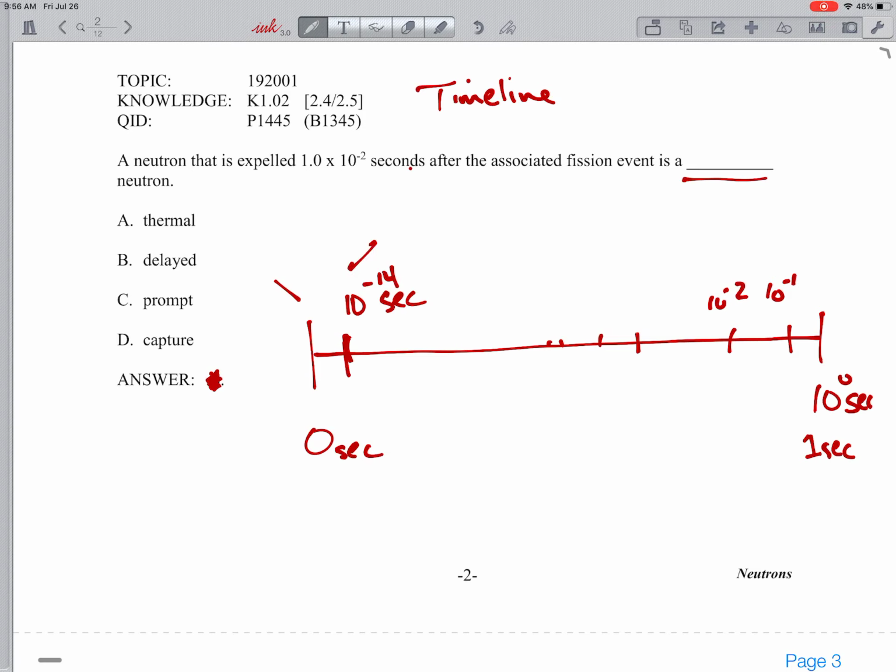This range here is where you're going to do prompt neutrons. It's a very small range and it's very quick. They get born at less than 10 to the minus 14 seconds, and they die at around 10 to the minus 4. So a neutron expelled 10 to the minus 2 seconds after is going to be out here, not here. So these are all delayed.